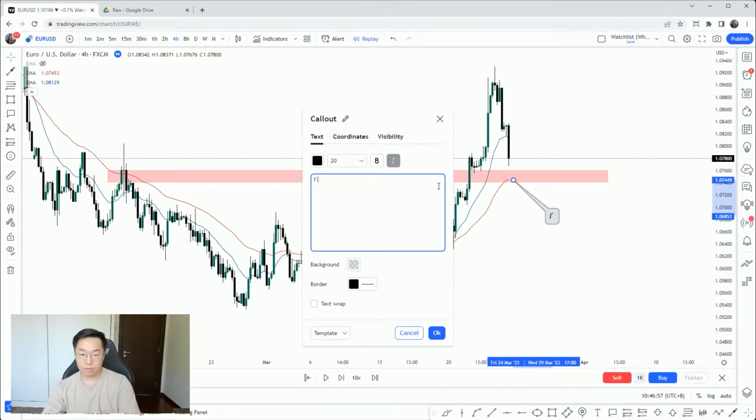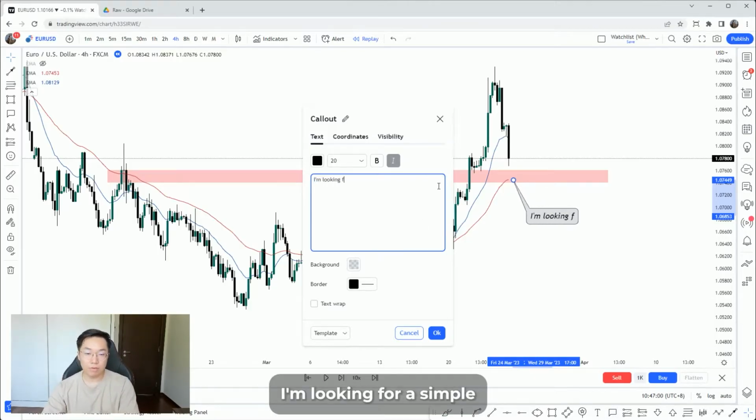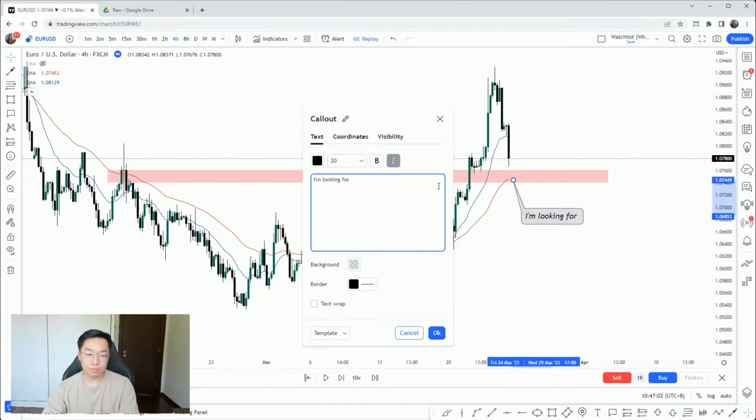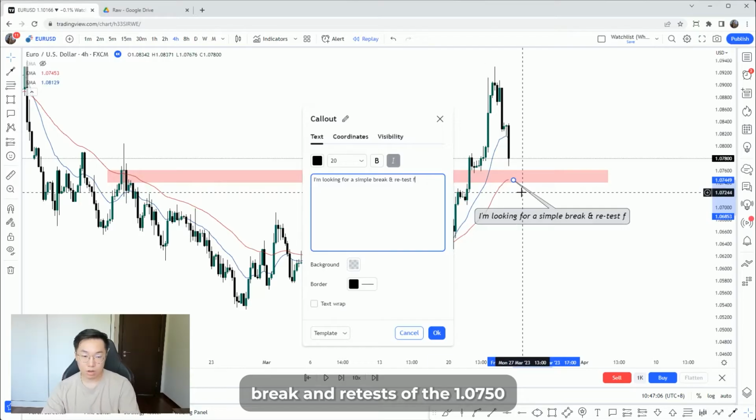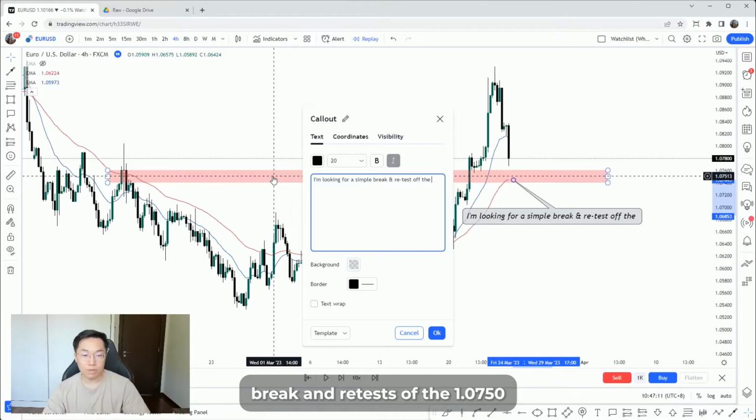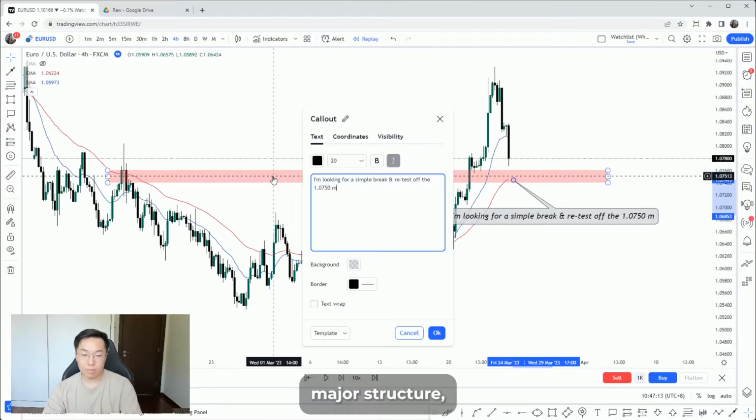So you can write something like, I'm looking for a simple break and retest of the 107.50 major structure.